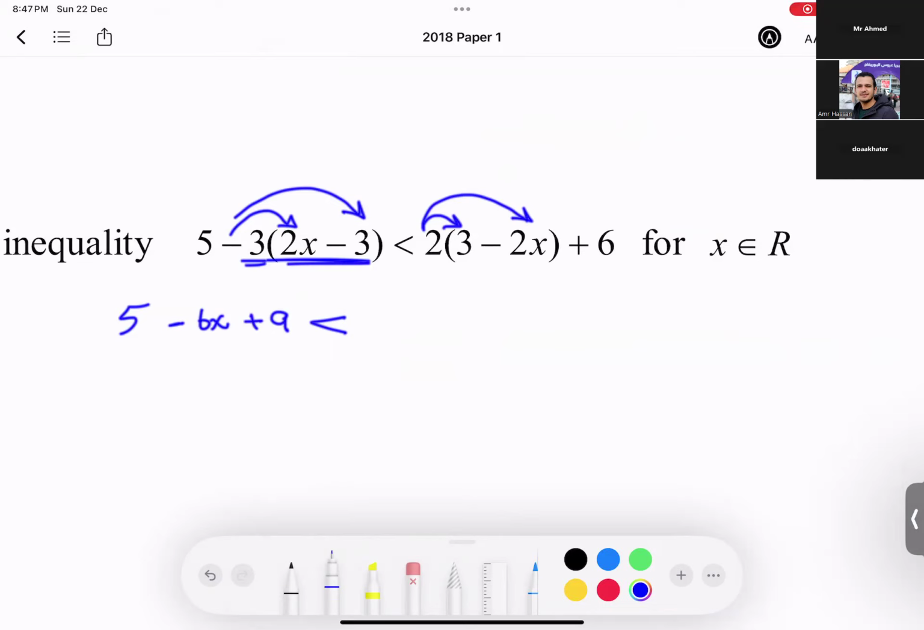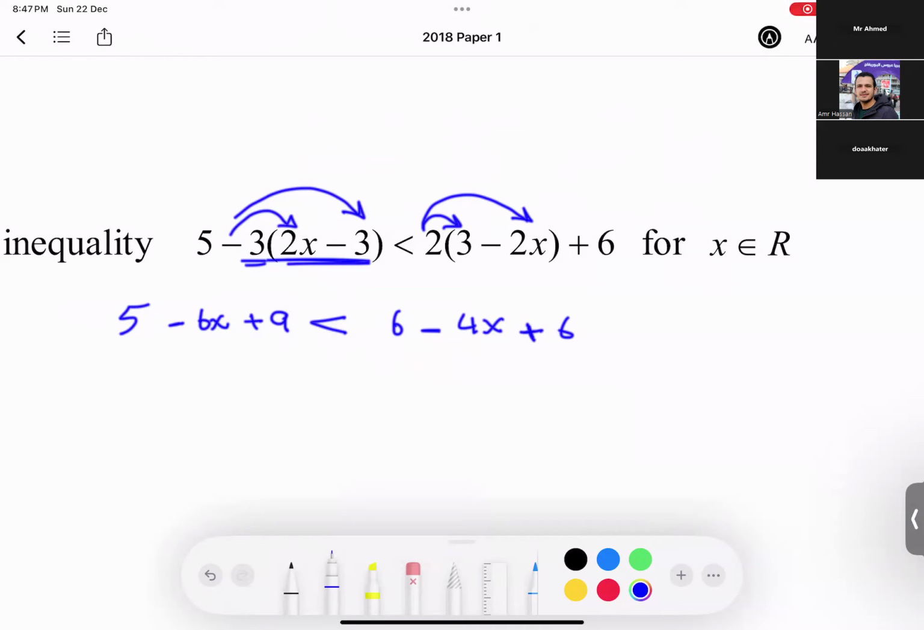6. Wait, I'm writing it down. I need to bring down +6, right? Yeah. Give me a minute. I'm writing it down. Okay. I'm waiting for you.